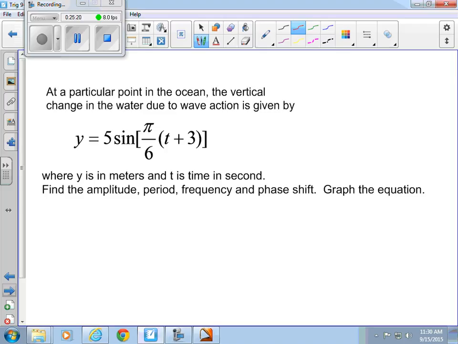Find the amplitude, the period, the frequency, the phase shift, and graph the equation. So let's start with the amplitude. What is the amplitude? 5. What is the period? Okay. 2 pi divided by 5 or 6. We've done enough of those. Y'all probably know that. 12. That's 12. So that period is 12.